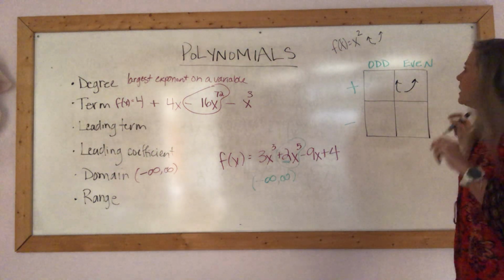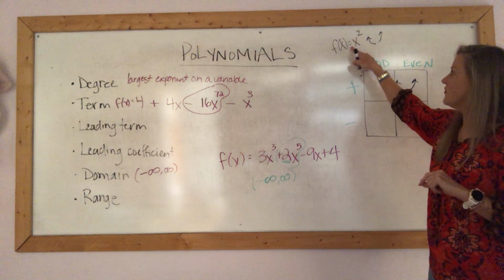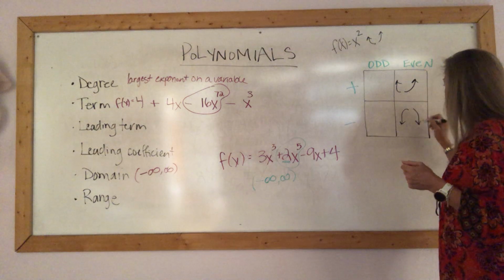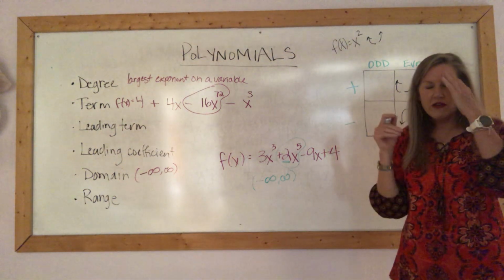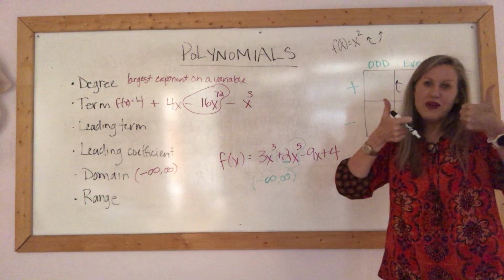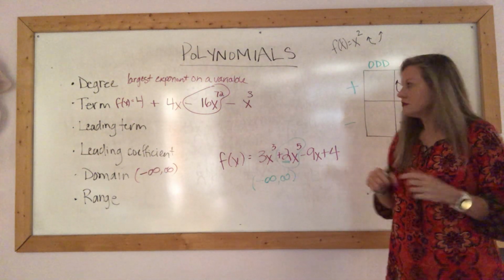If the degree is even, but the leading coefficient is negative, we're still going to go in the same direction, but we're going to go down, down. So I remember in my mind, okay, even, we're going the same way, and positive people smile, they go up, and negative people frown, they go down.